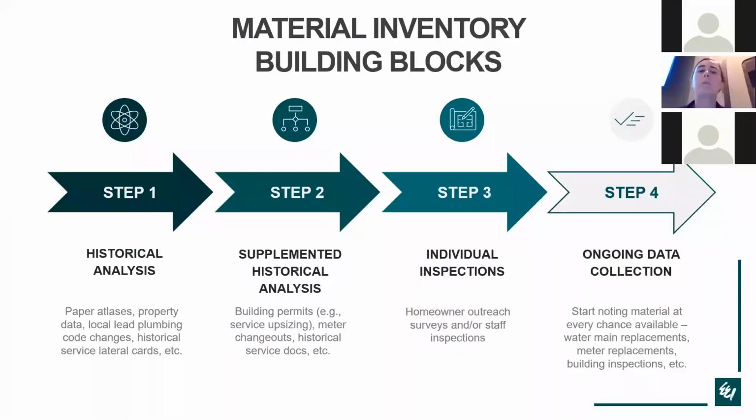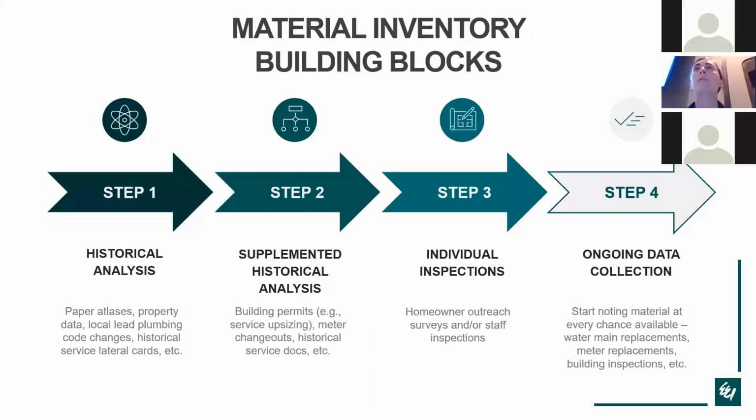So we've identified a couple of building blocks for building your material inventory. The first step would be historical analysis. So looking through your documentation that you already have, maybe some paper atlases, property data, plumbing code changes, things of that nature. Second step would be supplemented historical analysis. So looking at any recent building permits, meter changeout programs, stuff like that.